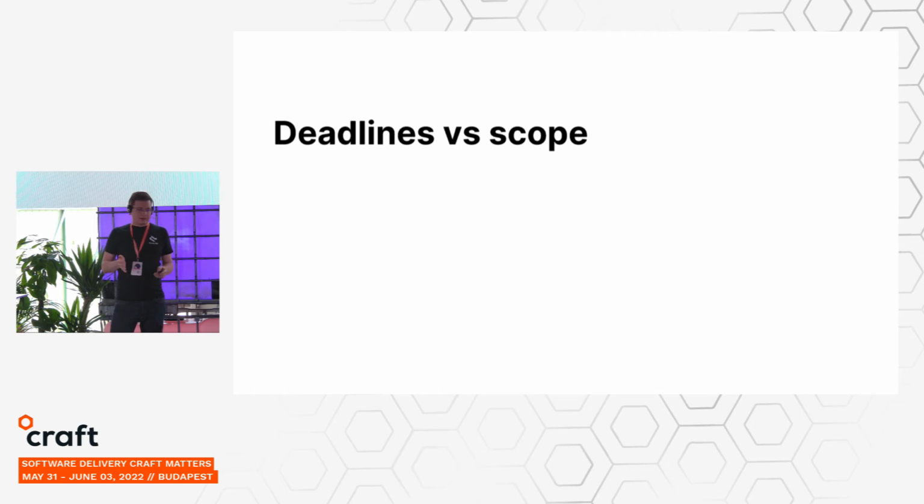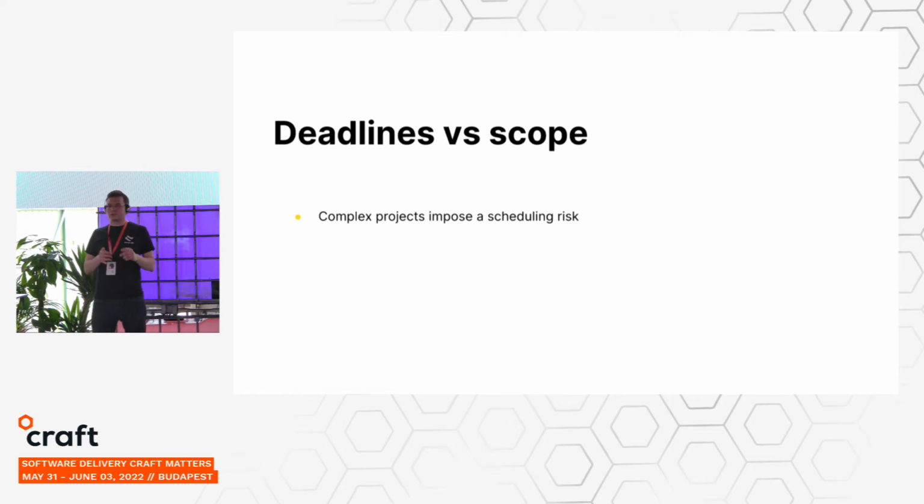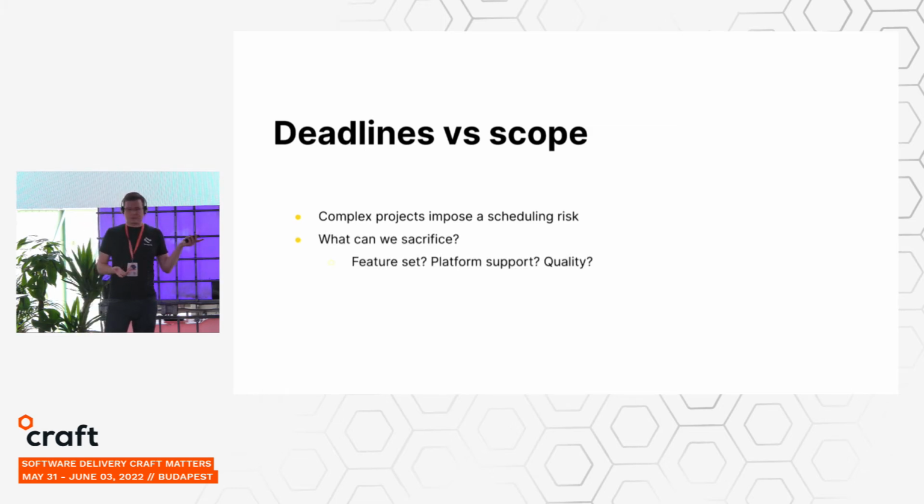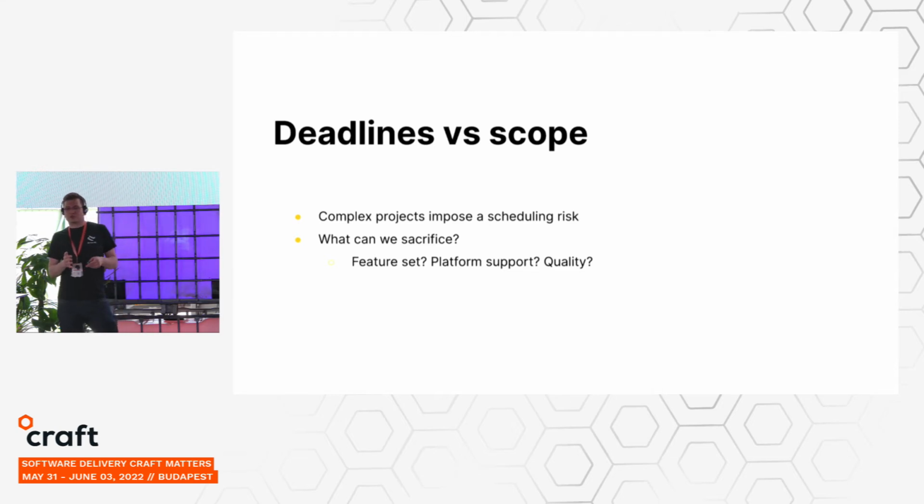So, when it comes to deadlines and scoping, there is one inherent consequence. All complex projects will impose a great scheduling risk. Why? Because there are so many things you don't know when creating this project. So, what can we sacrifice? Is it maybe a feature set, or platform support, or the quality? All these have been very essential parts of our initial requirements for the project.